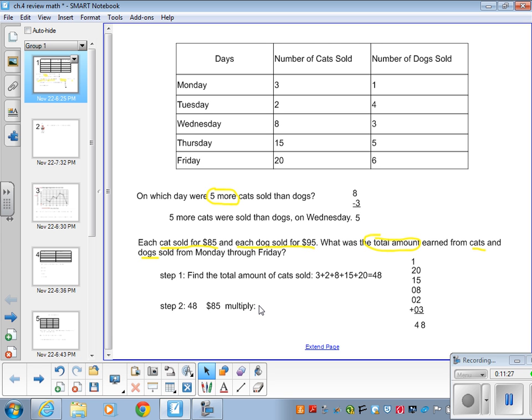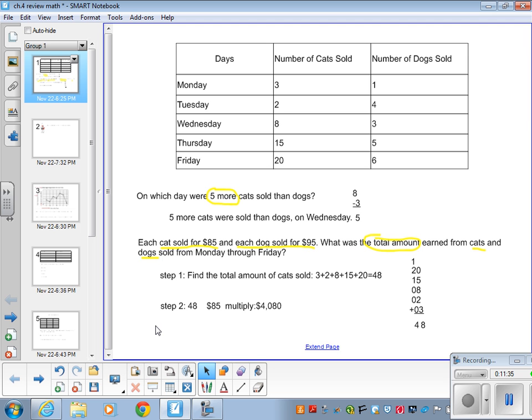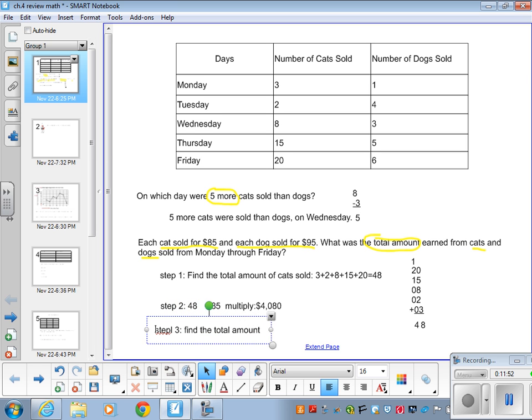So our answer was $4,080. Do they want to know just the cats? If you said no, you're correct. They want to know the total amount earned from cats and dogs sold. So step 3, find the total amount of dogs sold. Which column do I have to look under to find the total amount of dogs sold? You're right, the column that says number of dogs sold.